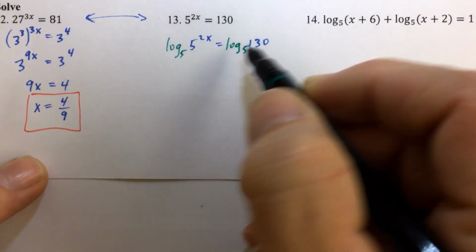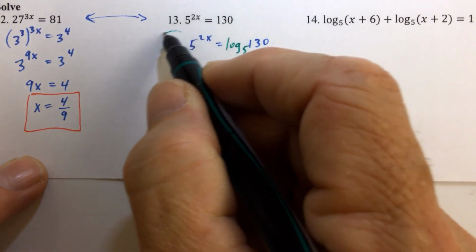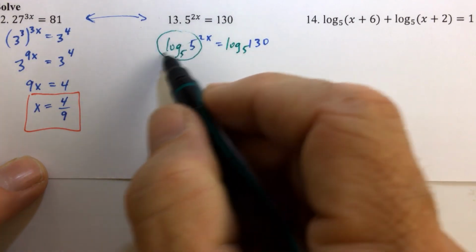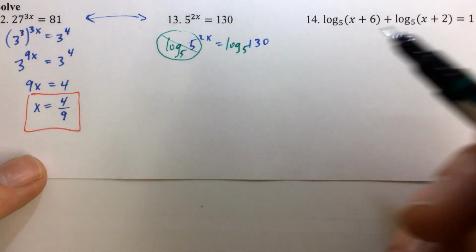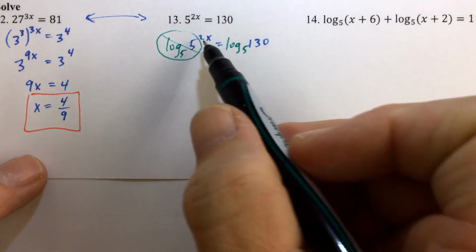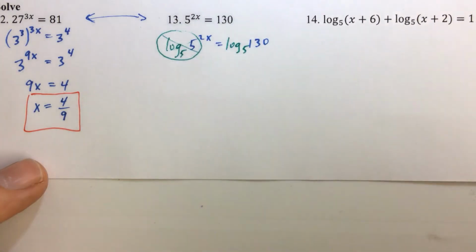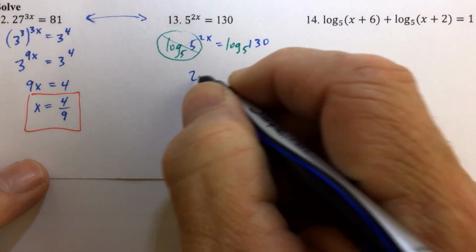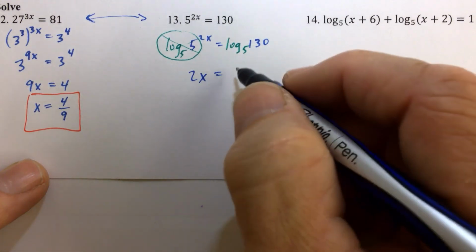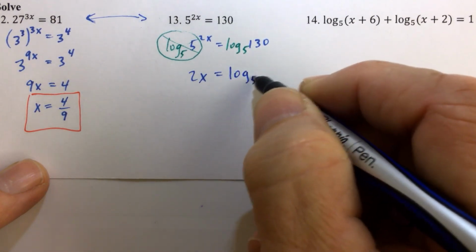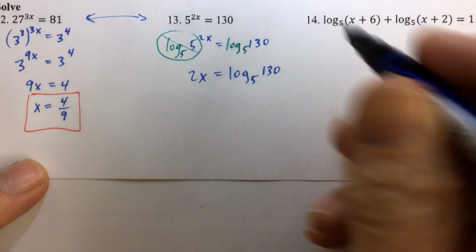And when we take the log base 5 of 5 to the anything, it's as if these cancel each other out, which they actually do. The property of exponents allows you to cancel those out. And log base 5 of anything is the anything. And so we get 2x on the left side. And on the right side, we get log base 5 of 130.